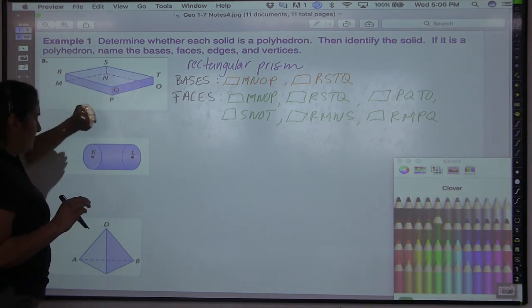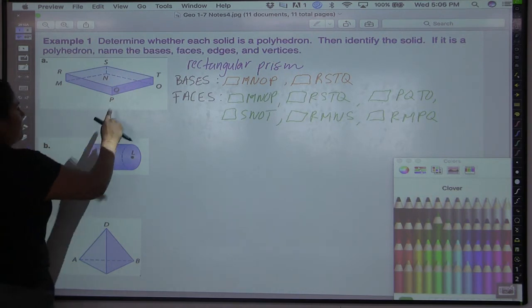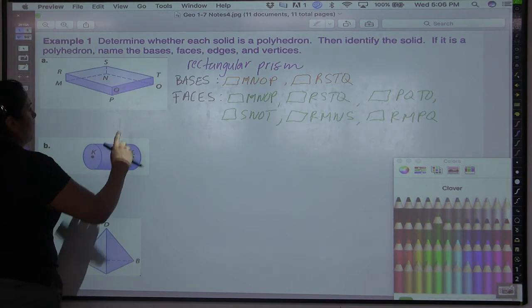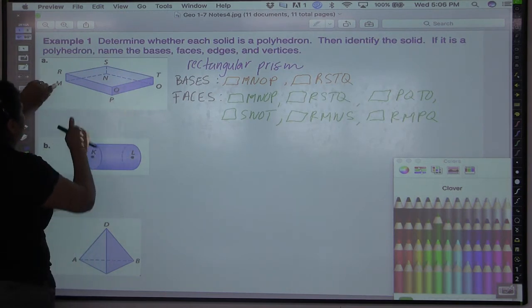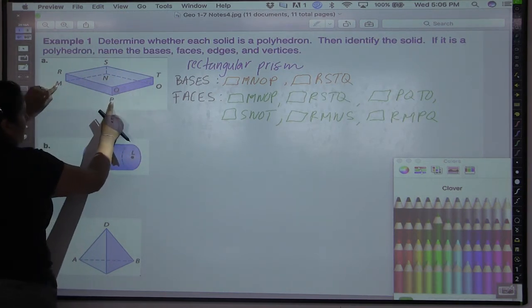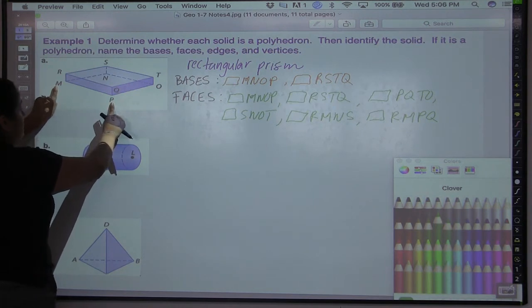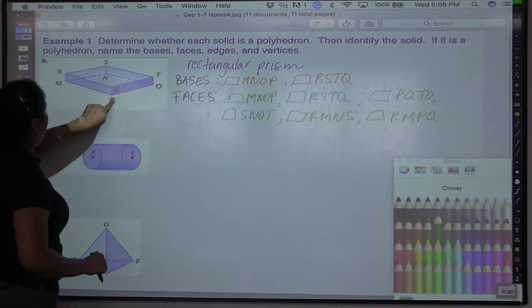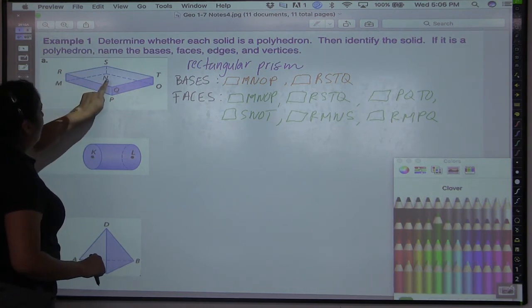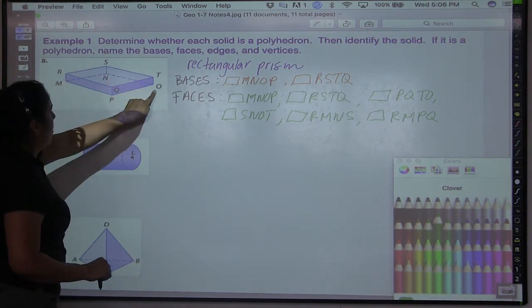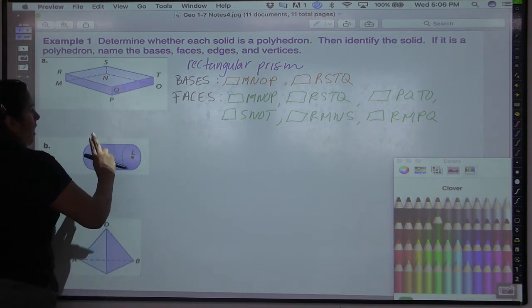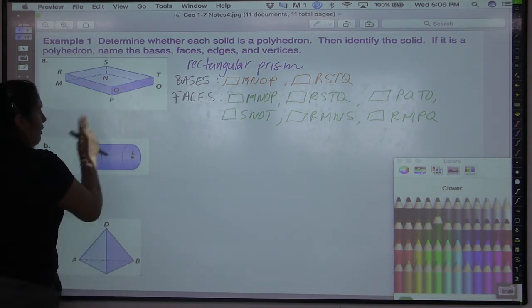I do want to stress that, as you saw me doing that, when you are naming planes or flat surfaces like this, you need to always name them in a circular order. It doesn't matter where you start. So I could have, for example, let's go with the MNOP base, okay? I could have started naming that by starting with N. And I could have gone NOPM, or I could have gone backwards, NMPO. But you always want to go in a circular motion, either clockwise or counterclockwise.